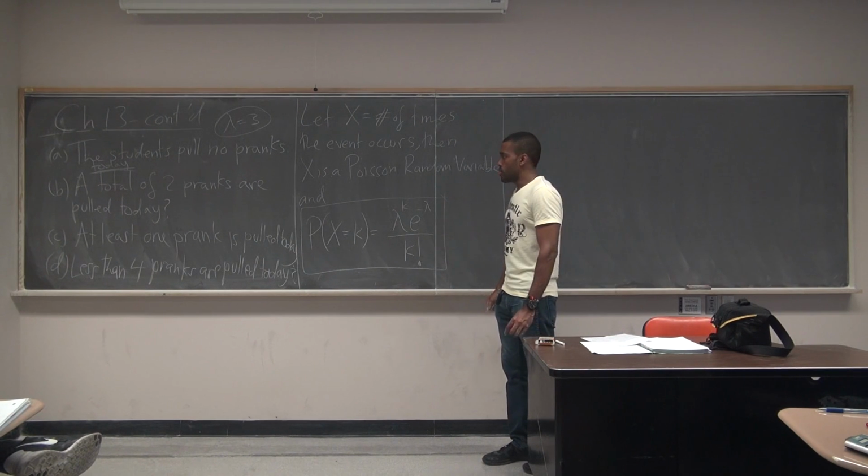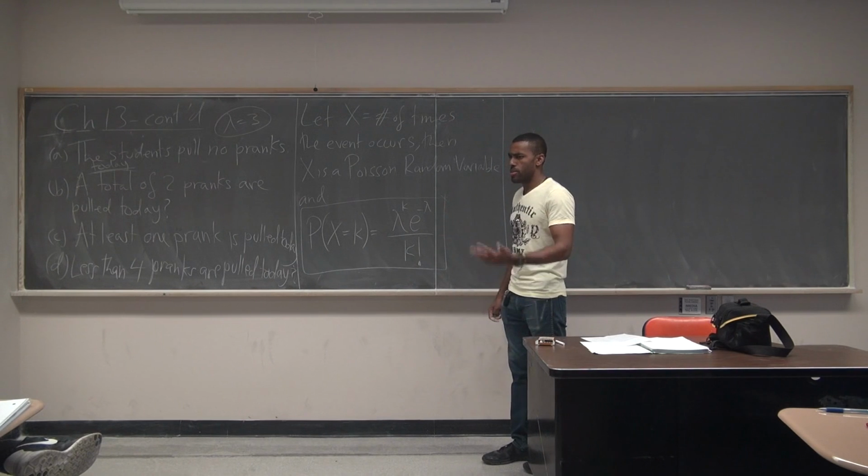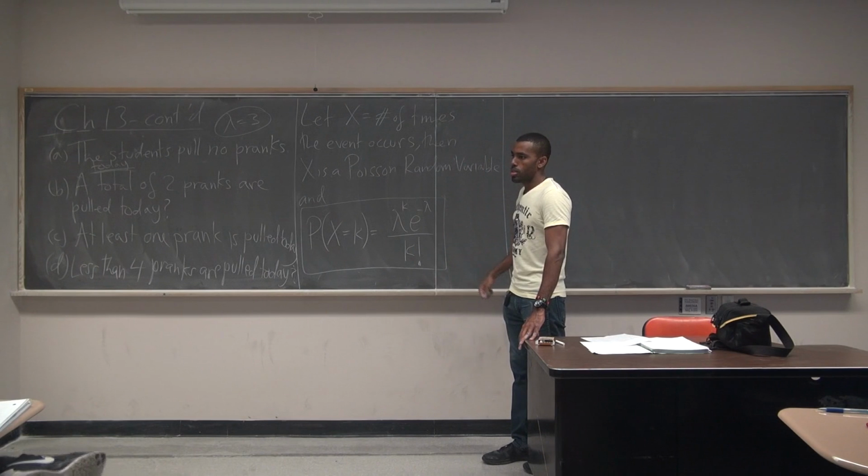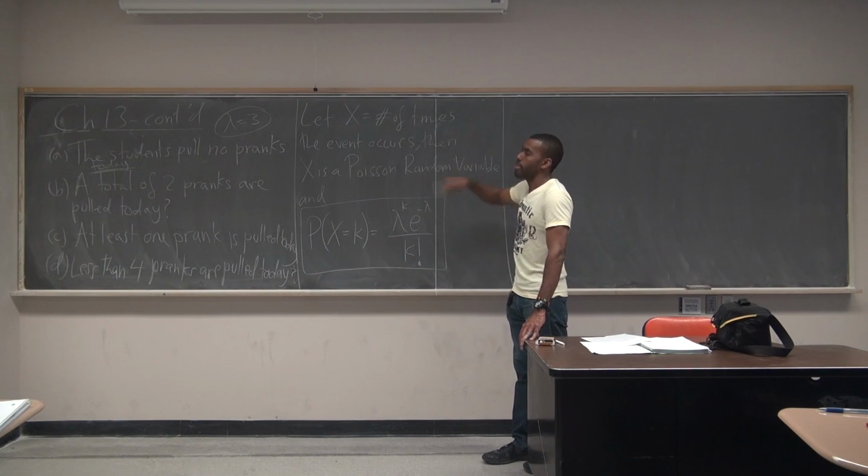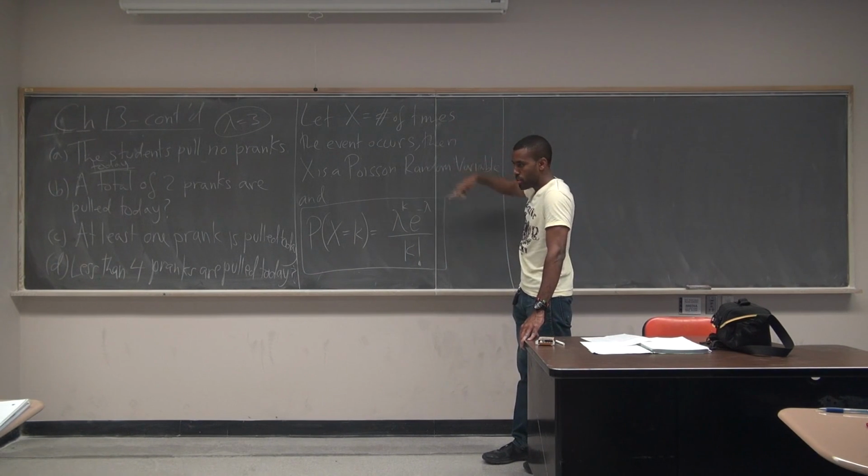And I think on the TI, if the factorial is not there right away, you still have to go through the probability thing. Yeah, you have to go to math, probability, and factorial is going to be one of the options there.